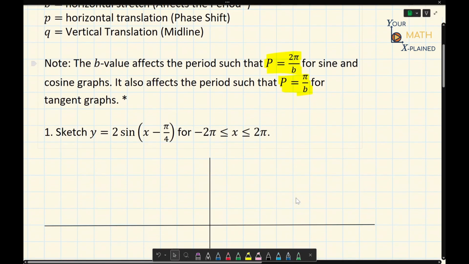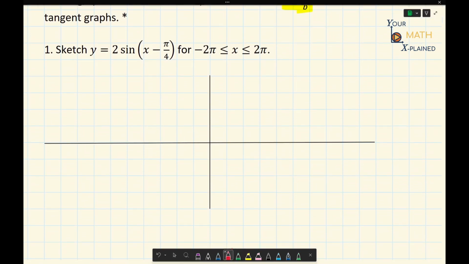Let's take a look at what we mean through an example. Here we want to sketch the graph of y is equal to 2 sine of x minus pi over 4. We're going to write down our important values. A here is equal to 2, b here is equal to 1, p here is equal to pi over 4, and q is equal to 0. So this means our amplitude is going to be equal to 2, our period is going to be 2 pi over 1, which is still 2 pi. Our horizontal translation, or phase shift, is going to be pi over 4, and our vertical shift, or midline, is going to be 0.